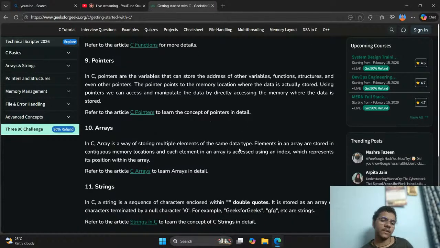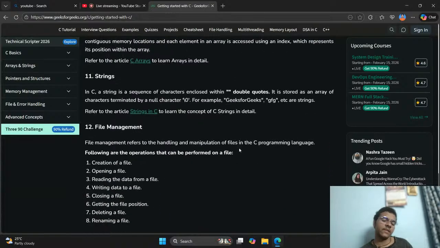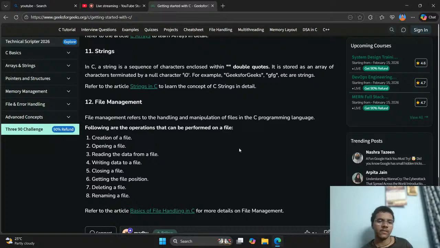Arrays in C. An array is a way of storing multiple elements of the same data type. Elements in an array are stored in contiguous memory locations, and each element is accessed using an index which represents its position within the array. In C, a string is a sequence of characters enclosed within double quotes. It is stored as an array of characters terminated by a null character. For example, geeks for geeks, yes, strings.